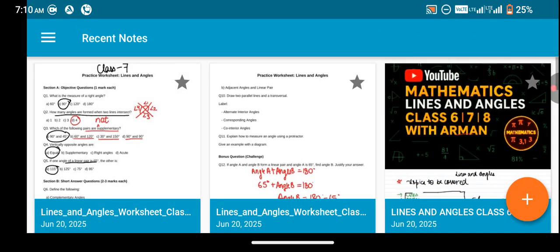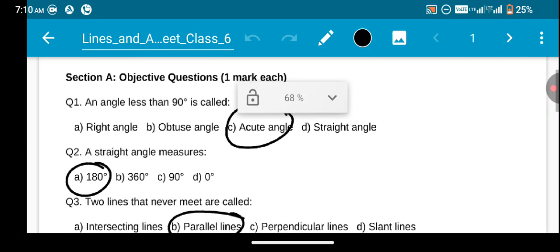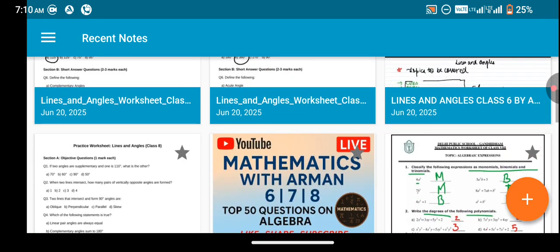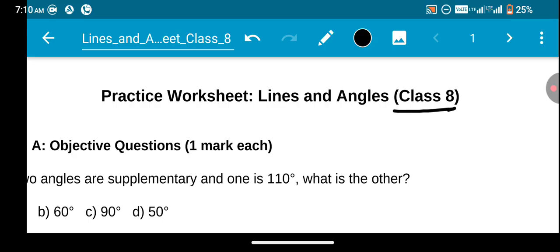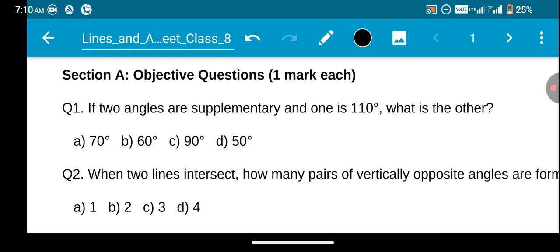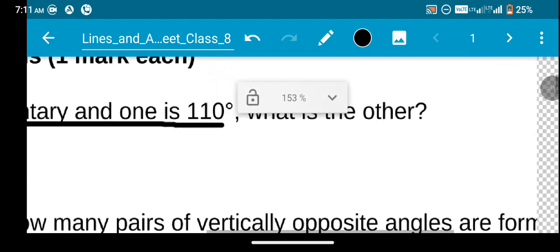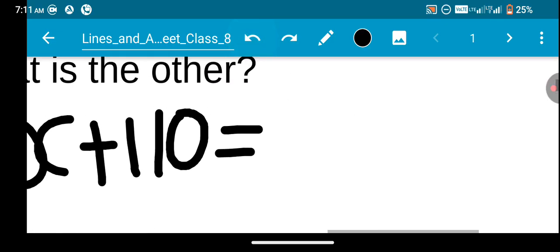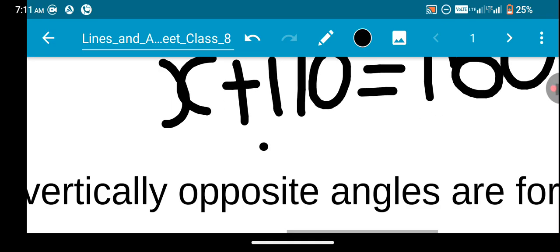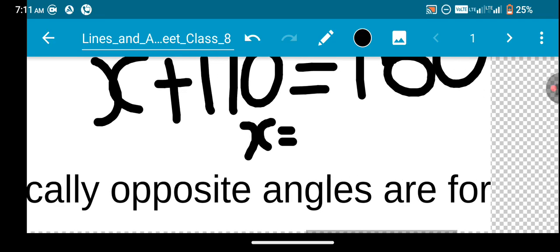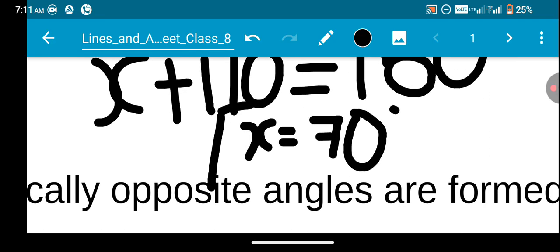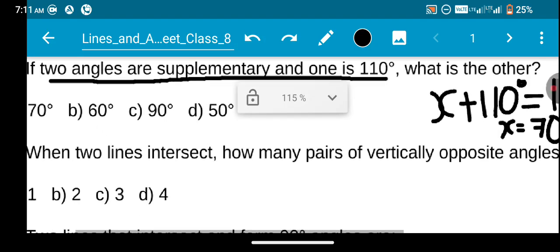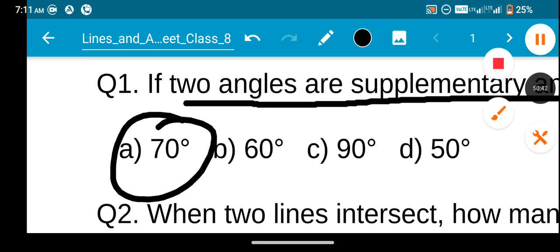Class 7 is covered. Class 6 is covered. Now class 8 is to be covered. If two angles are supplementary and one is 110 degrees, what is the other? X plus 110 will be 180 degrees. X will be equal to 180 minus 110, which will be equal to 70 degrees. That's the answer. X will be equal to 70 degrees.